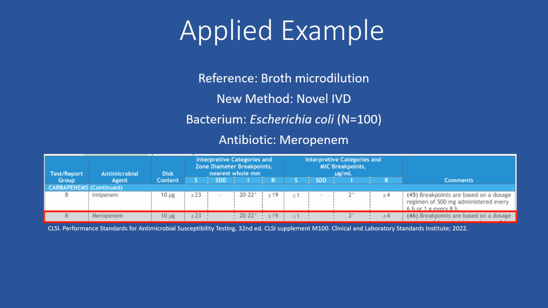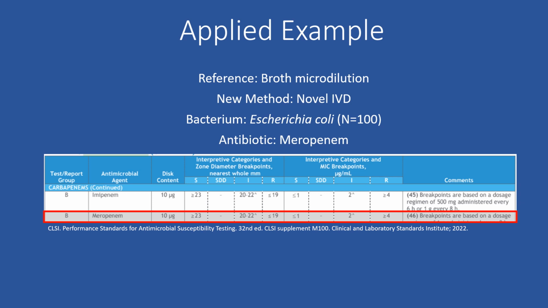This slide is preparing you to evaluate an example of assessing results from a new AST device. The gold standard reference method is broth microdilution. The advantage of this method is it generates a quantitative result. Its reproducibility is great, and it's very cost effective. Some alternatives that one could explore include macro dilution, gradient strips, disk diffusion, and automated systems.